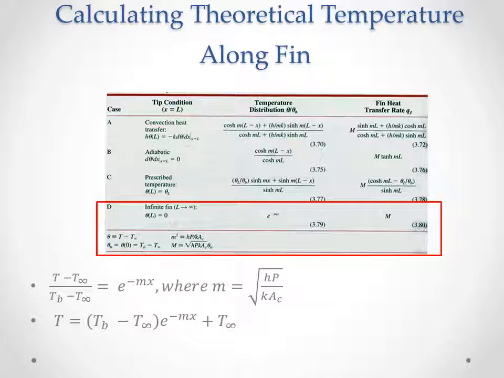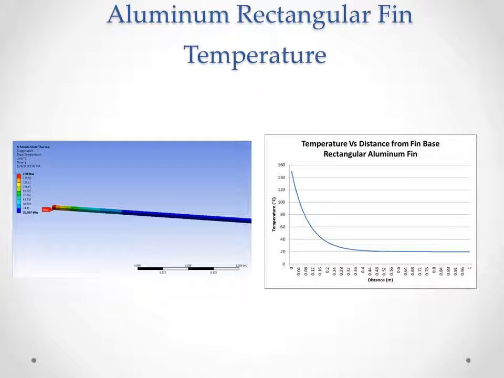To calculate the temperature along a fin, we used the equation seen here for an infinite fin and used Excel also. For an aluminum rectangular fin using ANSYS, it was found that the fin reached 20 degrees in about 45 centimeters. This is also very similar to the theoretical data seen in the Excel graph here.